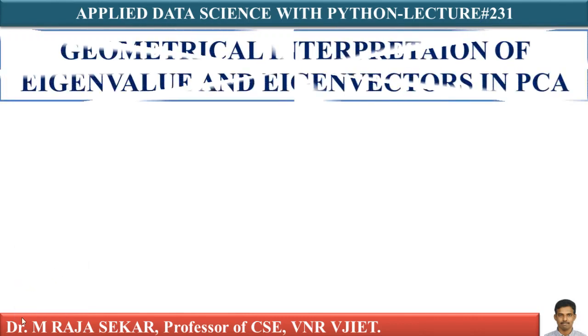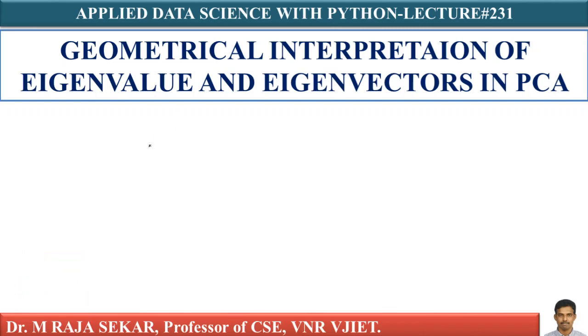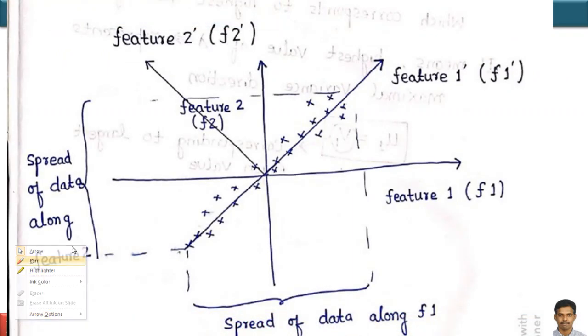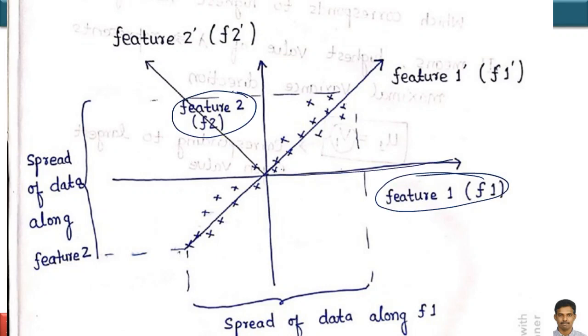In this lecture, we will try to understand the geometrical interpretation of eigenvalues and eigenvectors in the context of principal component analysis. Let me assume this is my feature 1, along the x-axis. This is my feature 2. And this is the original data, like this.